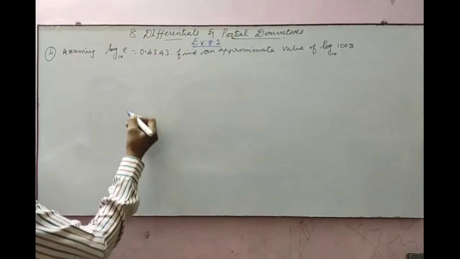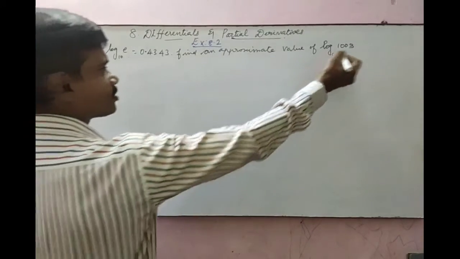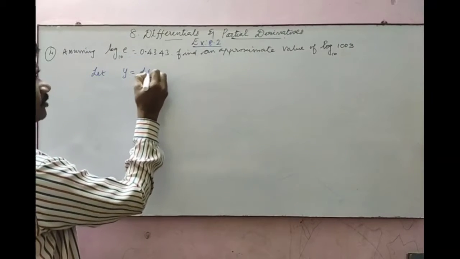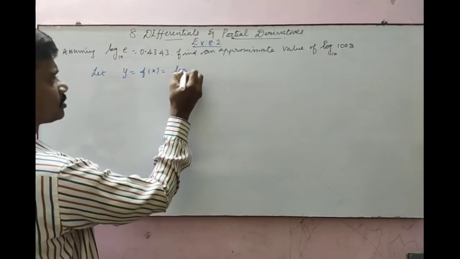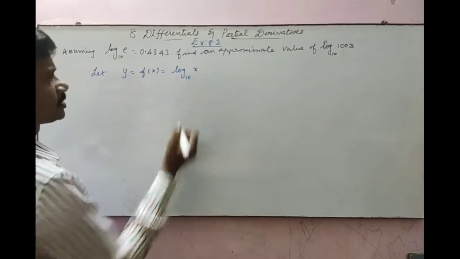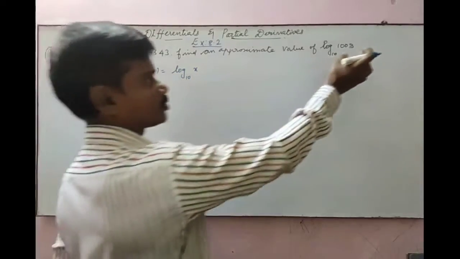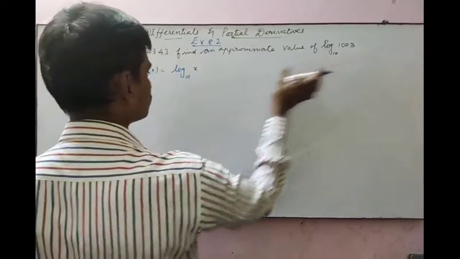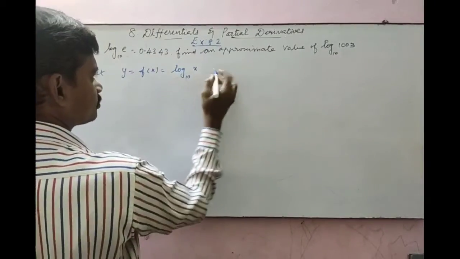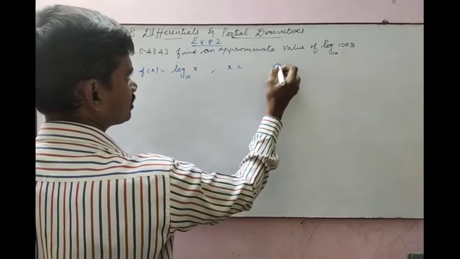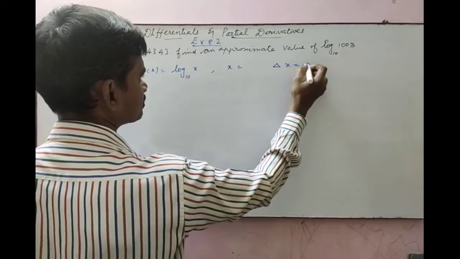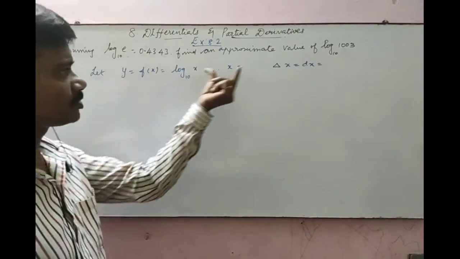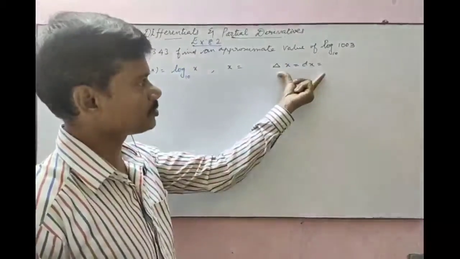We normally have to create the function. Since the question is in the form of log, we have to assume that y is equal to f of x equal to log x to the base 10. So we have log 1003 to the base 10, and we have to find this value. So we created this function with x and delta x or dx. We have to create all of this ourselves, and we have to separate x and dx ourselves.